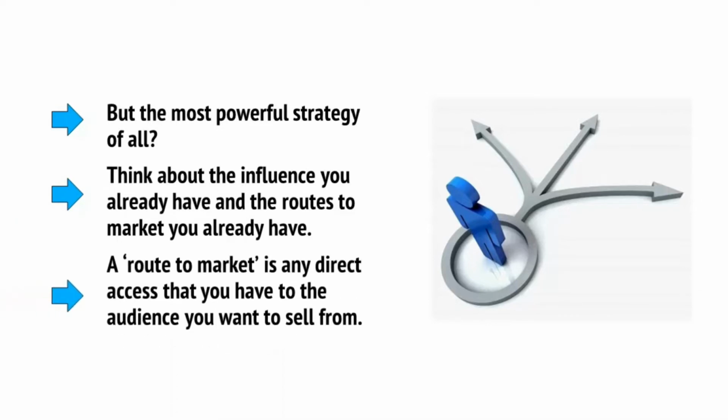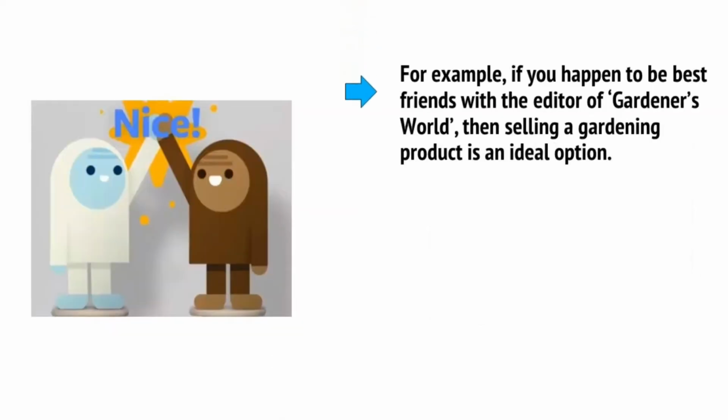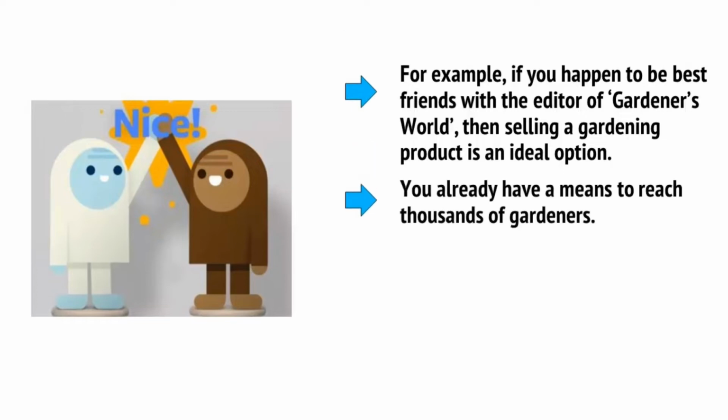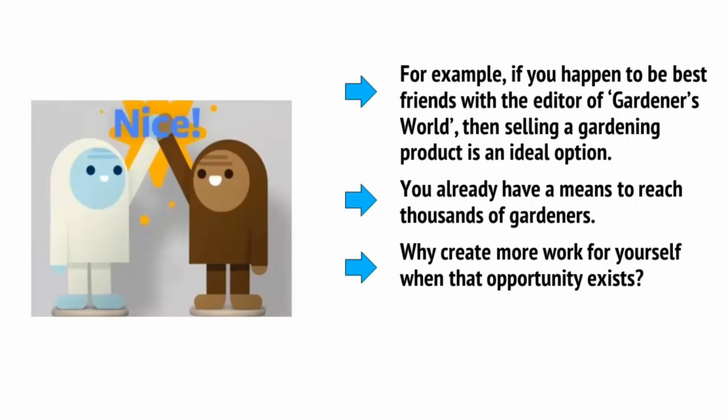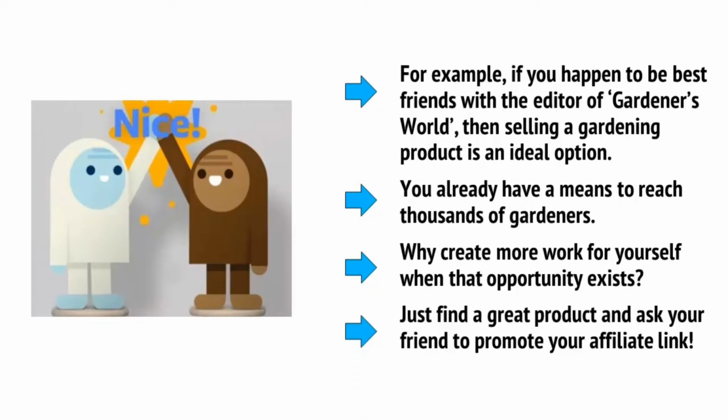A route to market is any direct access that you have to the audience you want to sell to. For example, if you happen to be best friends with the editor of Gardener's World, then selling a gardening product is an ideal option. You already have a means to reach thousands of gardeners. Why create more work for yourself when that opportunity exists? Just find a great product and ask your friend to promote your affiliate link.